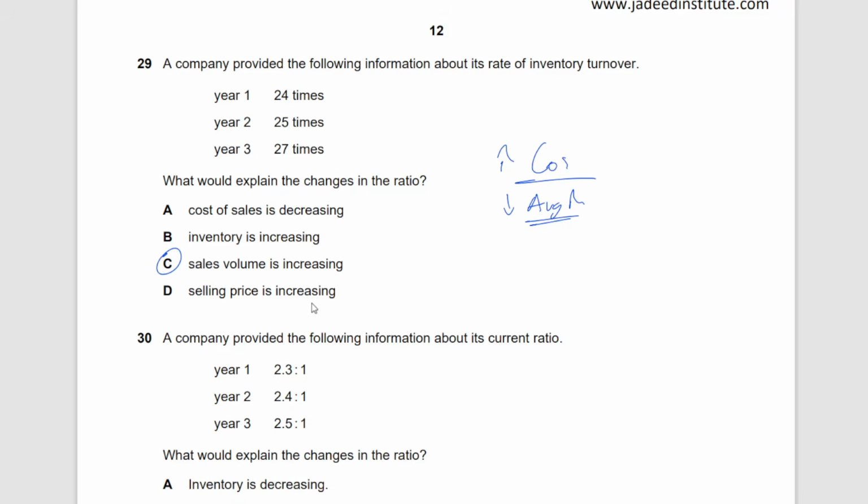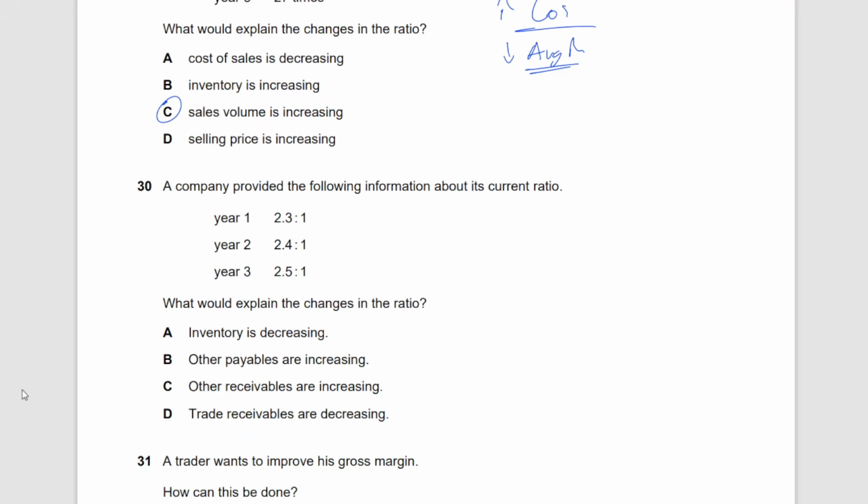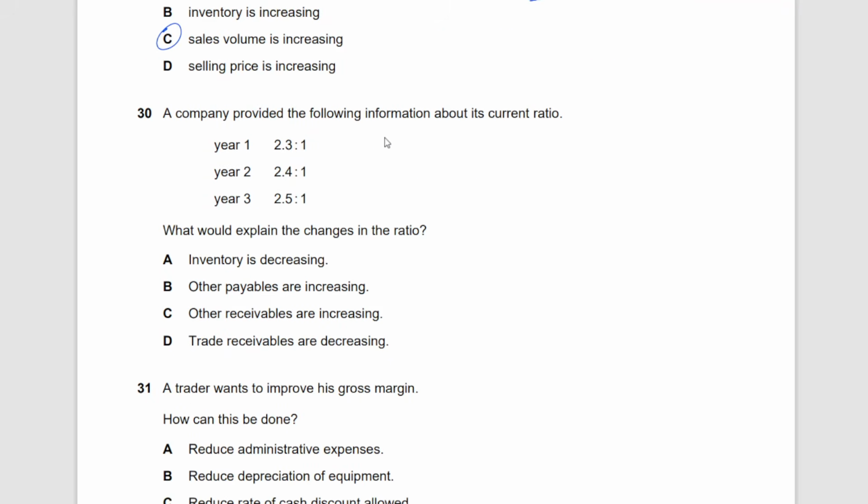Selling price is increasing. This has nothing to do with it. Even actually, indirectly, it has something to do with it. If selling price increases, it may reduce demand, and that would even lead to a lower inventory turnover. That means our inventory is not being replaced that often, right? This basically tells you how often the inventory is being replaced. So if your sales are increasing, you will keep replacing your inventory. Simple.